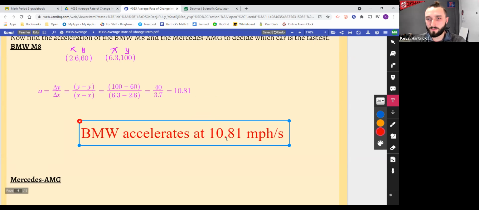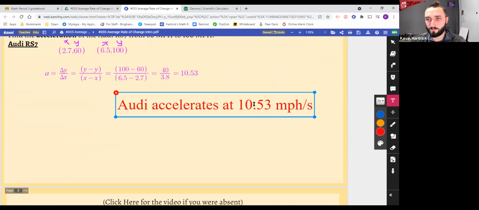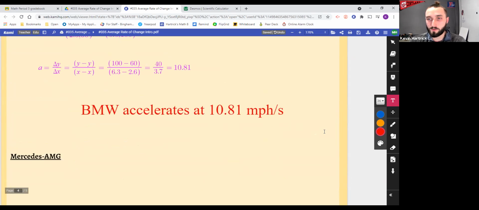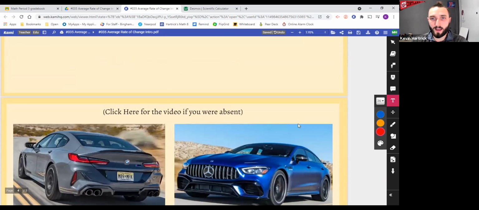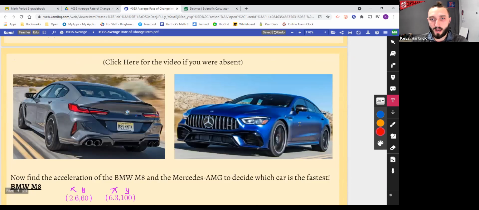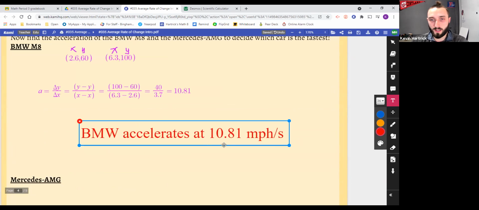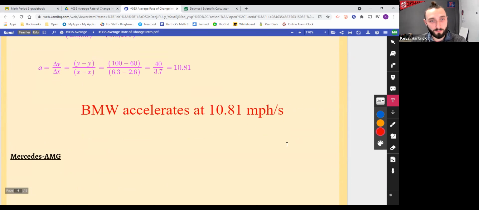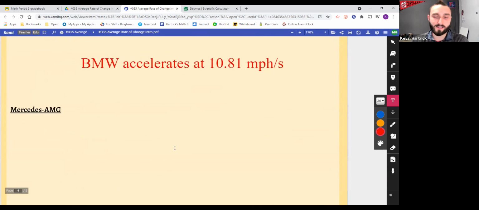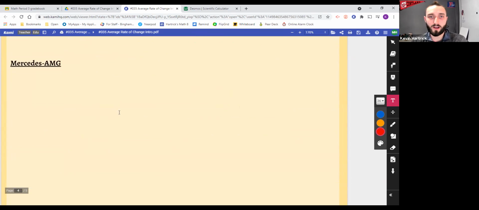Okay, that's the acceleration. Let's compare it. Which one's faster? 10.3 miles per hour per second or 10.8 miles per hour per second? Remember, acceleration, the larger means the quicker that you are speeding up. So right now, BMW has beaten out Audi. Now we just have to figure out if the Mercedes can beat out the BMW. If it can't, then that means the BMW is the fastest. If it can, that means the Mercedes is the fastest. So we're down to that. We've got to figure out the Mercedes.